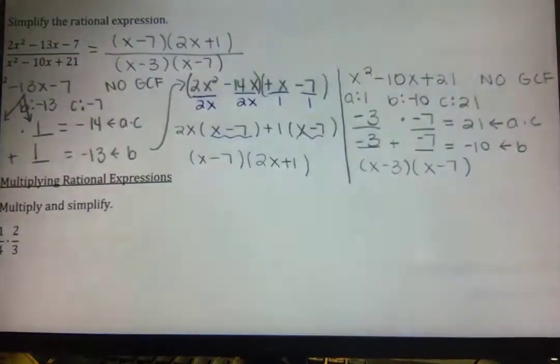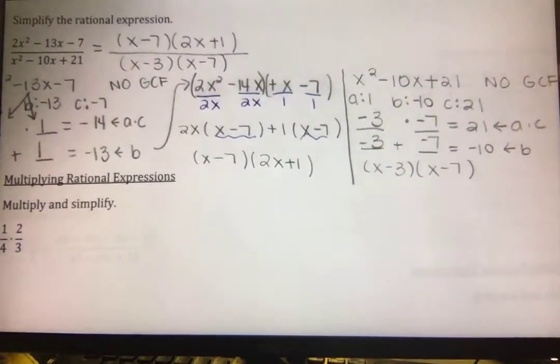Putting it all together, we have x minus 7 times 2x plus 1 all over x minus 3 times x minus 7. That's the hard part, and that's all just from last section, last test. So that should be the easy part. But now, this is for this section. Now we just cancel stuff out.